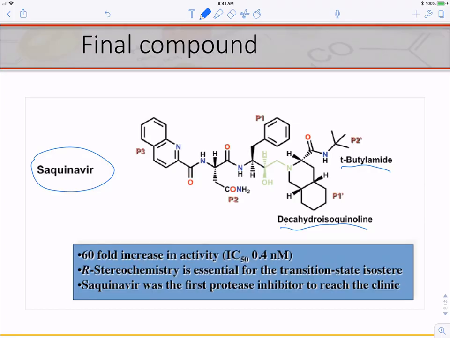The other improvement that we have, obviously, was with binding constant and also with bioavailability, and this is the first protease inhibitor to be used in the clinic. And then notice also that the stereochemistry for the bioisosteric group is necessarily locked to be R.